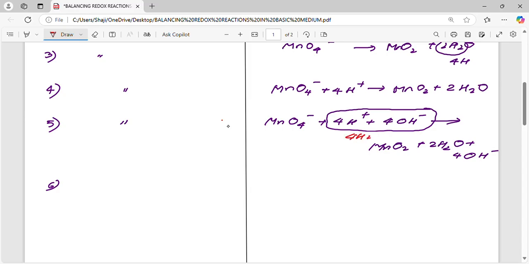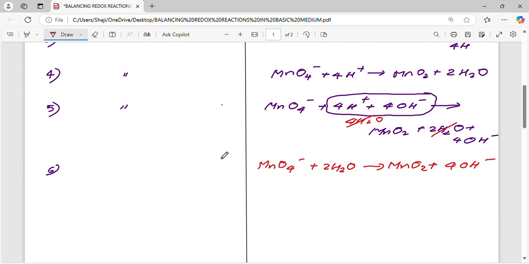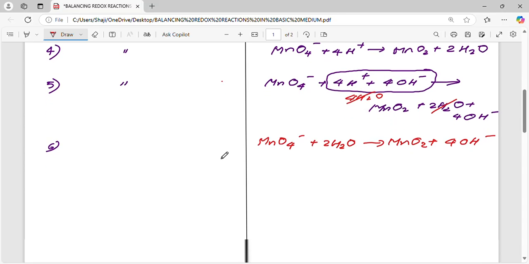4 water in the LHS. And that 4 water will cancel with 2 water in the RHS. It makes 2 water in the LHS. 4 minus 2 becomes 2. So we can write here 2 water. It gives MnO2 plus 4OH minus. So this is the difference between acidic and basic medium. Here one extra step in the form of adding OH minus ions.